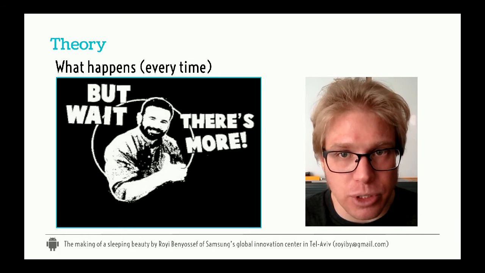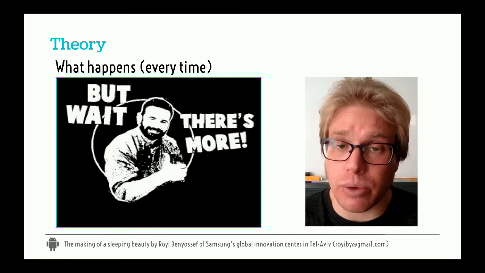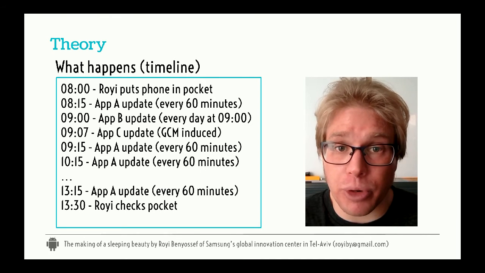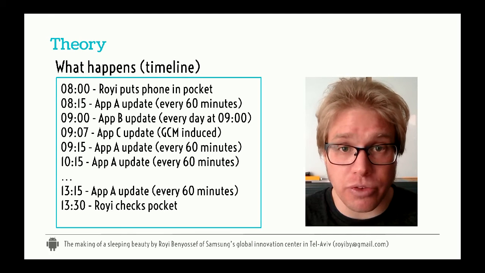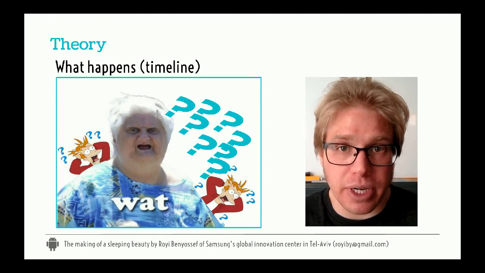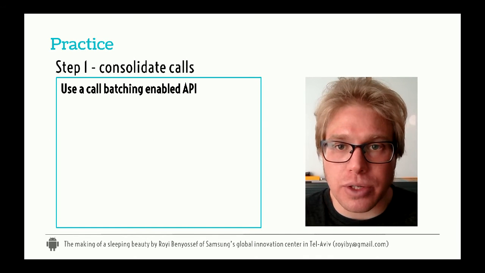But wait, there's more. You're forgetting you're not the only app on the device. So if you take the following scenario, where I started a day of meetings by placing my phone in my pocket at 8 o'clock and checking it again at 1:30, with this scenario, I lost 20% of my battery. Ridiculous, right? Well, I'm here just for that. Let's start by batching calls to reduce redundant idle time.